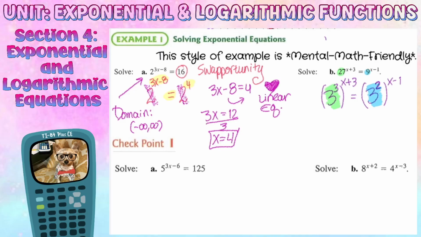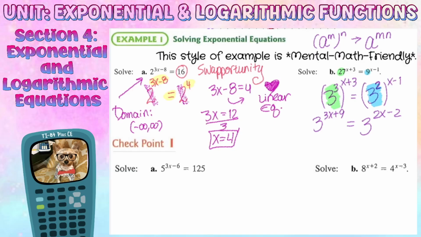Property of exponents. A to the m raised to the n. When you have that situation from algebra 1, algebra 2, we should know that we multiply our exponents. So we're going to do exactly that. 3 to the 3x plus 9, distribute. I don't know why so many of us struggle with distribution. We say it's going to distribute, and then you only multiply it by the first thing. That's not distribution. Equals 3 to the 2x minus 2.